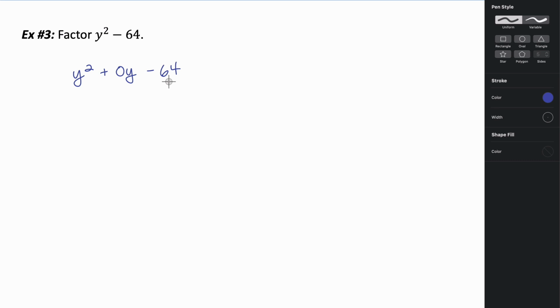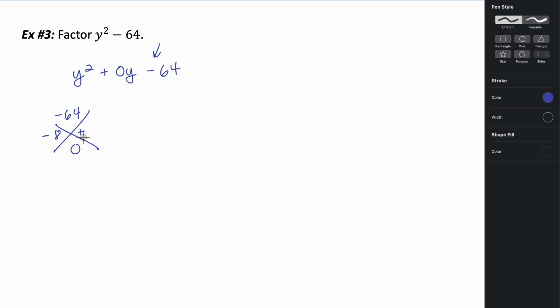So again, we're looking to find 2 numbers that multiply to negative 64 and add to 0. Now our back term is negative, so that tells me 1 positive, 1 negative. So what are factors of 64 that add to 0? Now, how can you have 2 numbers that add to 0? That only happens when your 2 numbers are opposites, meaning they have the same value but opposite signs. So what number, when multiplied by its opposite, gives me negative 64?